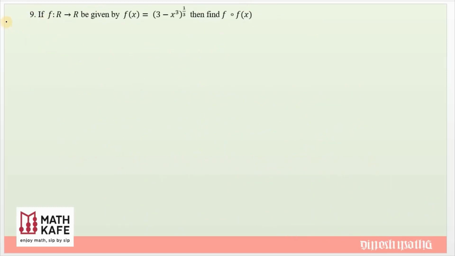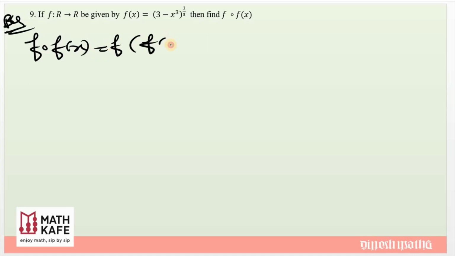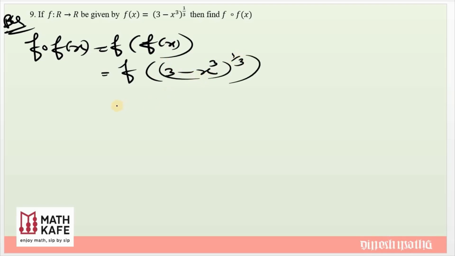This also came many times in the board exam. Here f of x is given as (3 minus x cube) raised to 1 by 3, and you need to find f of f of x. What is f of x? (3 minus x cube) to the power 1 by 3.